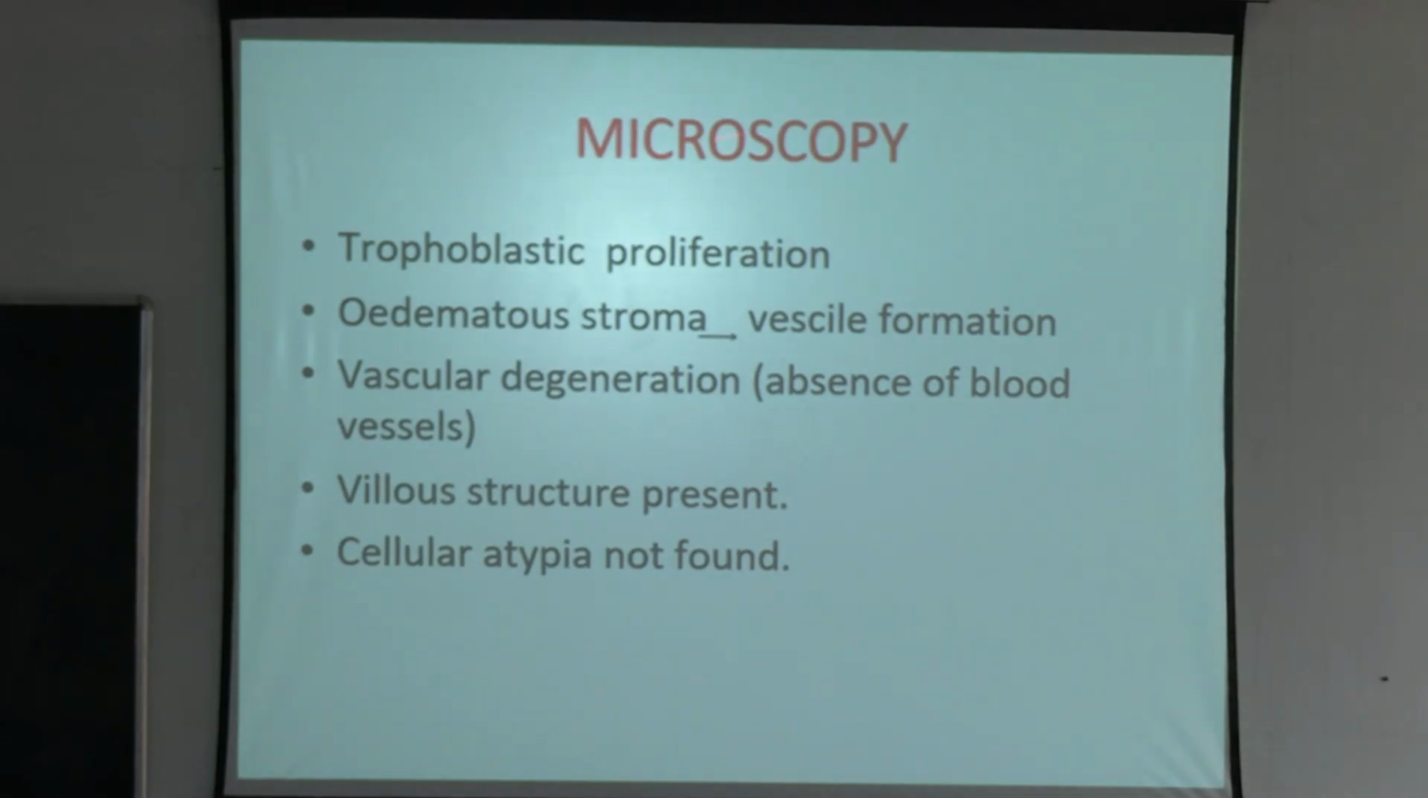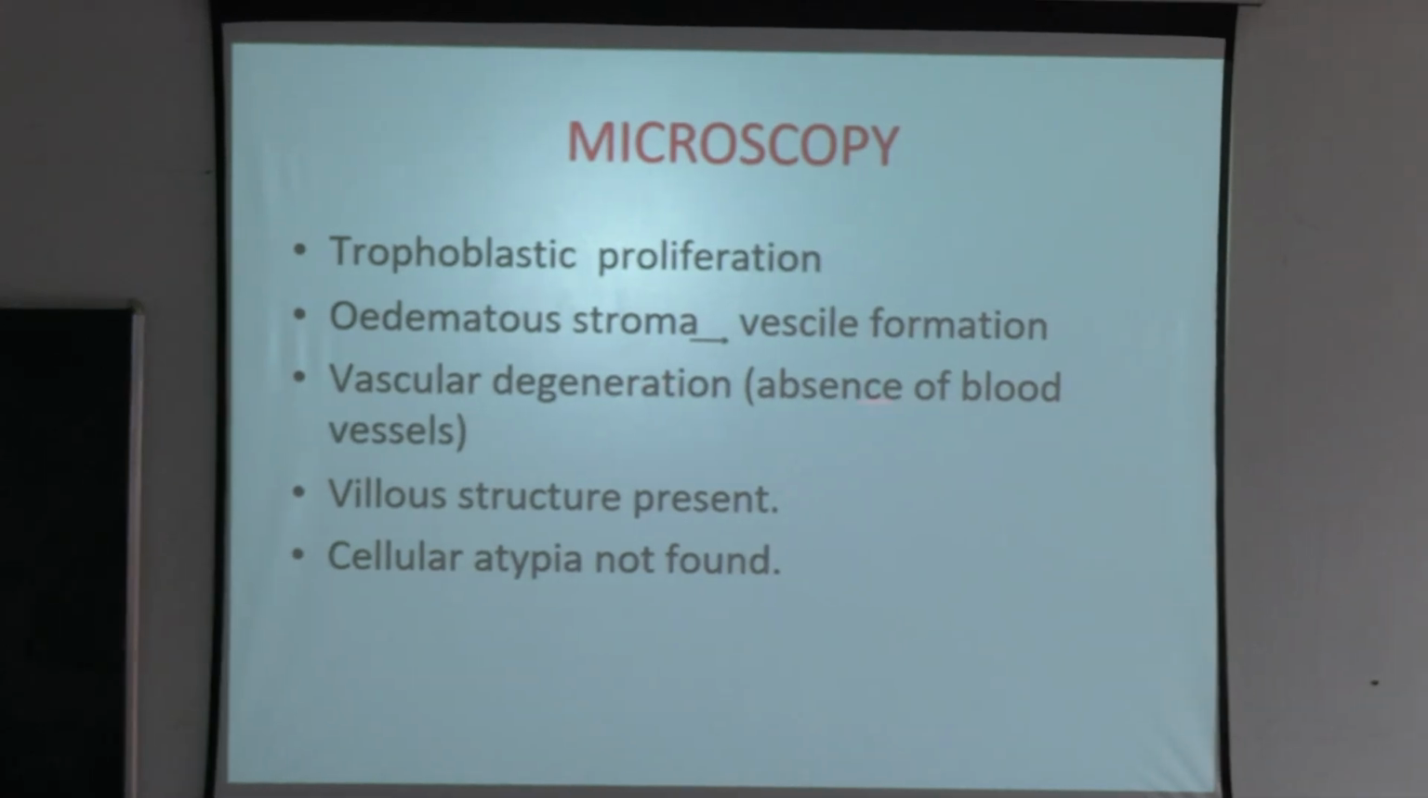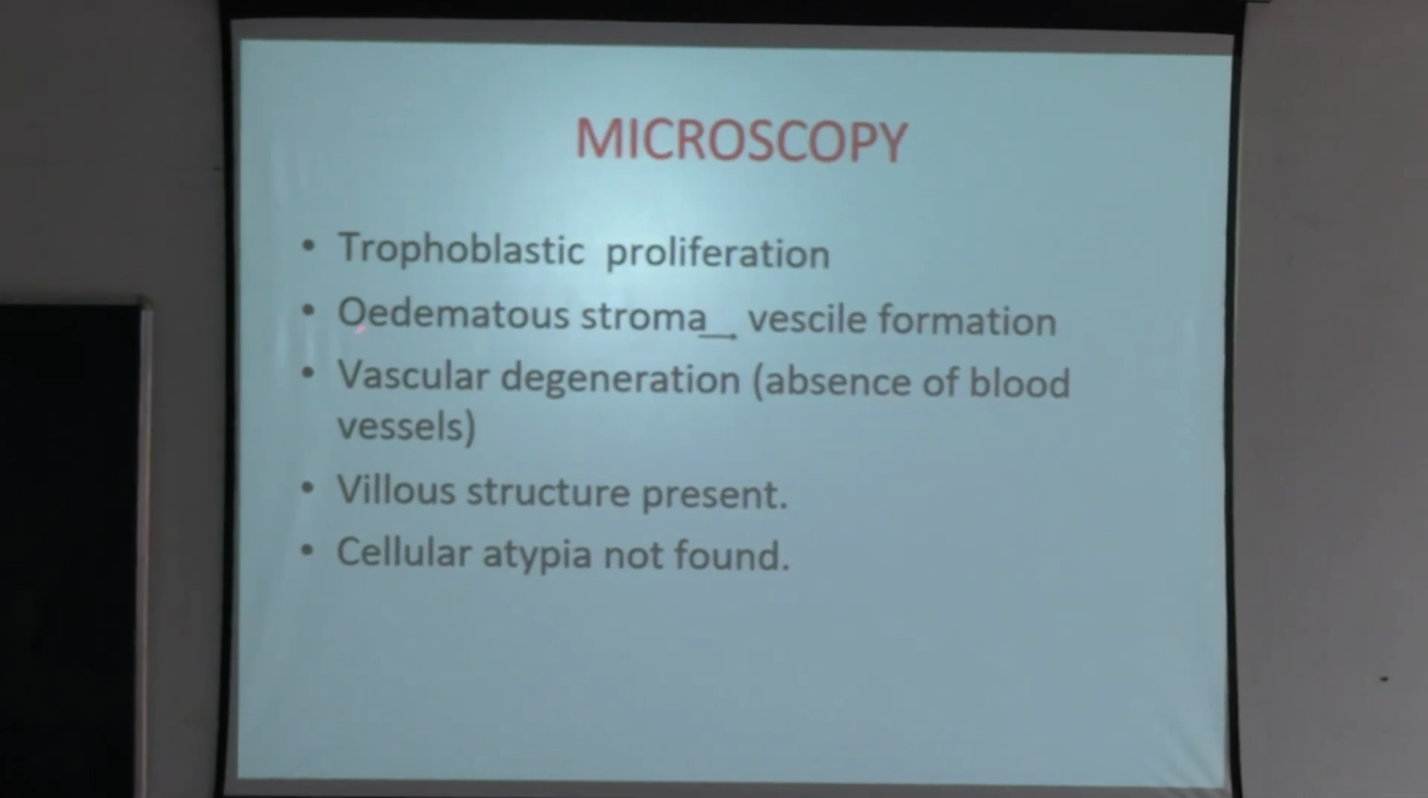On microscopy, there will be trophoblastic proliferation, definitely. This is the cause of the disease, proliferation of the trophoblast. The stroma becomes edematous, forming the vesicle. The stroma is vesicular and there is an absence of blood vessels. The vessels undergo degeneration, so there is absence of blood vessels.